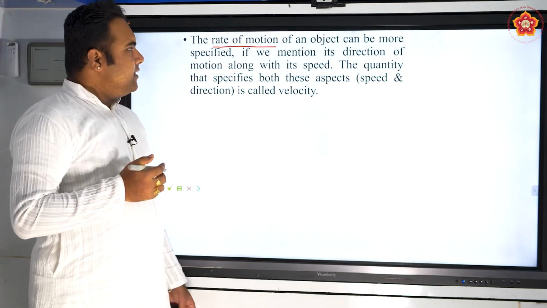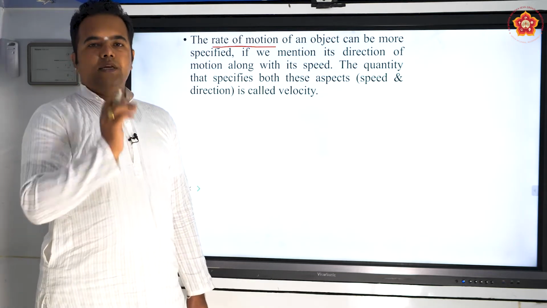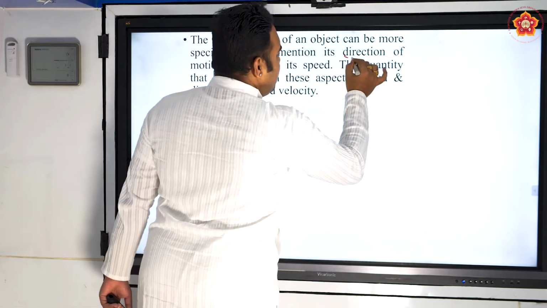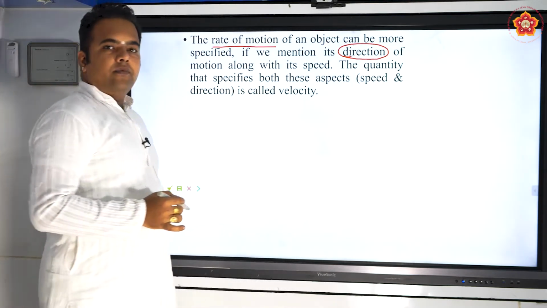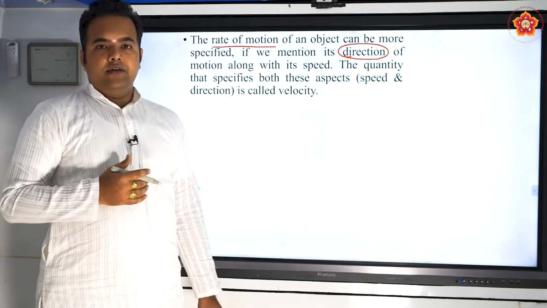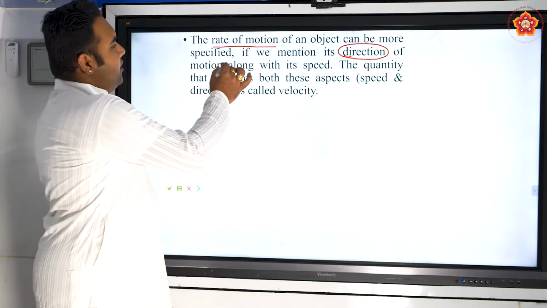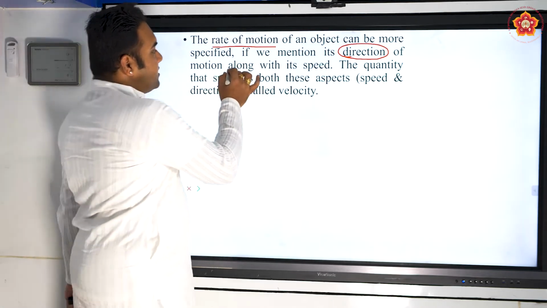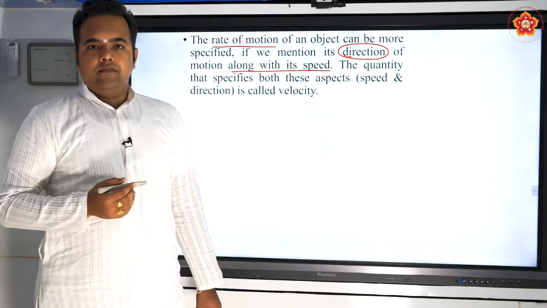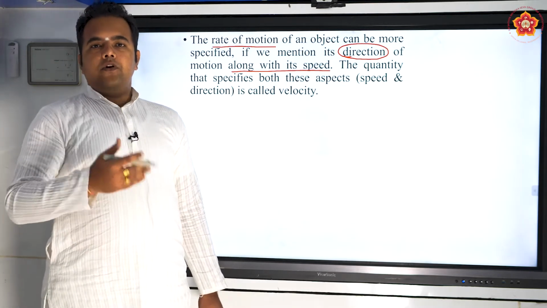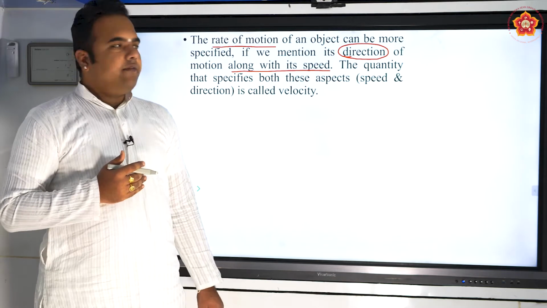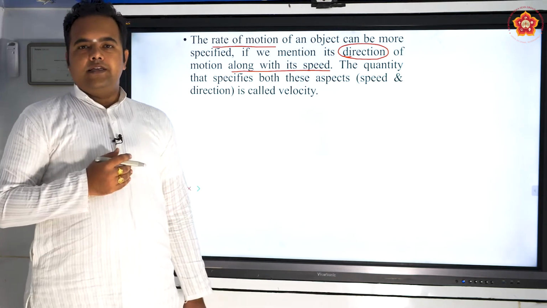So therefore, we have seen that just by calculating the ratio of distance and time, we got this parameter called speed. Now, we introduce a new dimension. A new way of looking at things. Direction is specified now. If we mention its direction of motion along with its speed, this is important. So not only speed, direction. So on the highway we are standing. Suppose we want to go to a particular temple. We say take right, take left and go. Then we go to the particular destination.